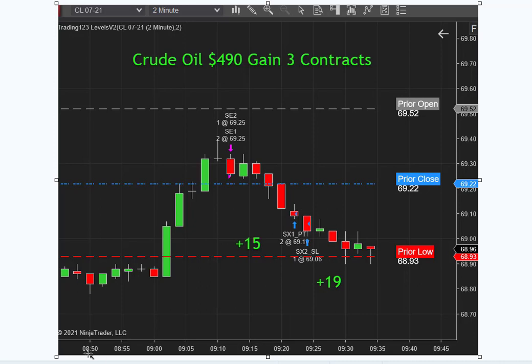So basically here, crude oil runs up over the prior low and it moves up. If you took it long here, your first target would always be the prior close. There's no reason to scalp this for 4 or 6 ticks. It's going to go to the next resistance level and it goes through it and blows through it and keeps going.